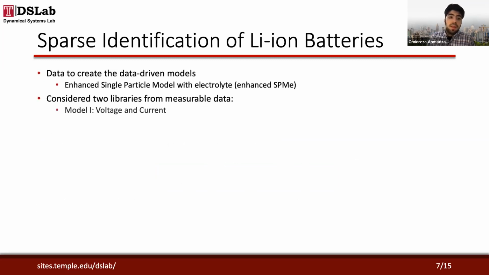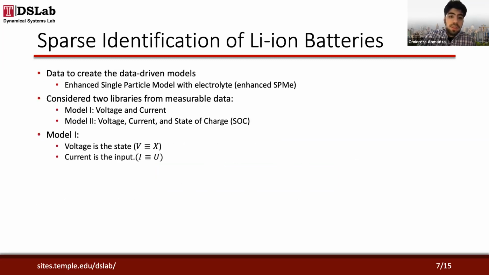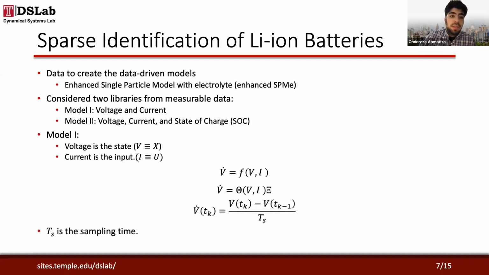So for a sparse identification of lithium-ion batteries, we use the enhanced single particle model with electrolyte, or enhanced SPMe, to generate the input and output data of the battery. And then we consider two libraries from measurable data. For model 1, we consider voltage and current. And for model 2, we consider voltage, current, and state of charge, or SOC. And when the battery goes through charge or discharge, the SOC of the battery would change.